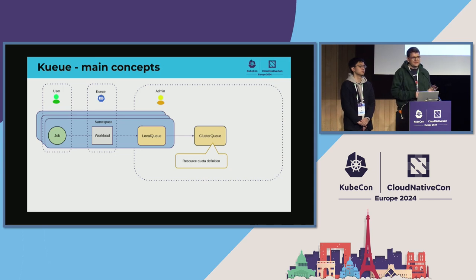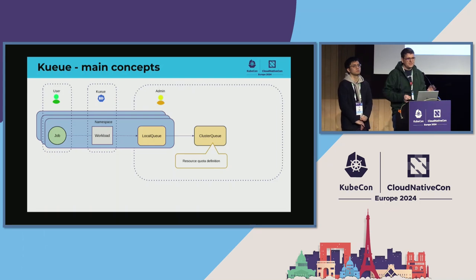So now let's take a look at Q from yet another angle of API objects that are relevant in this picture. So the most basic object is job, and it's pretty much the only object that users interact with.